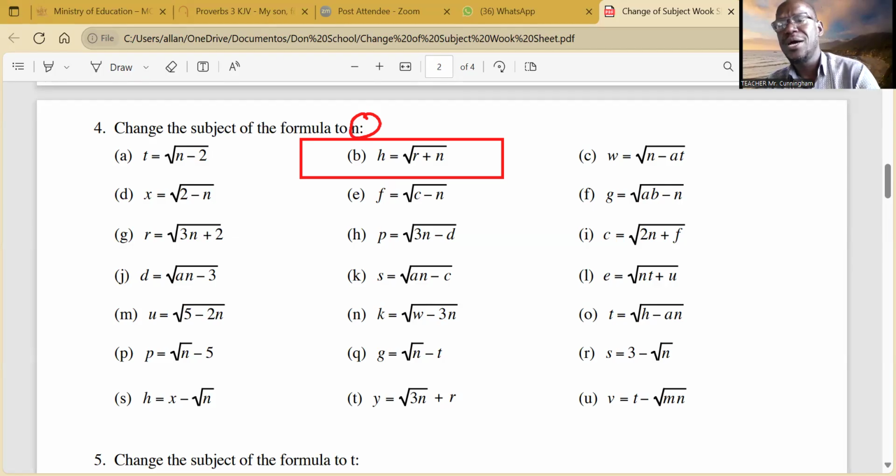Okay, so we are actually changing the subject of the formula. We looked at square when you have a value squared. Now we are looking at square roots. And the question is, h is equal to the square root of r plus n. Everything is square rooted. So that's a little trick. And I'm already seeing people giving the answer.